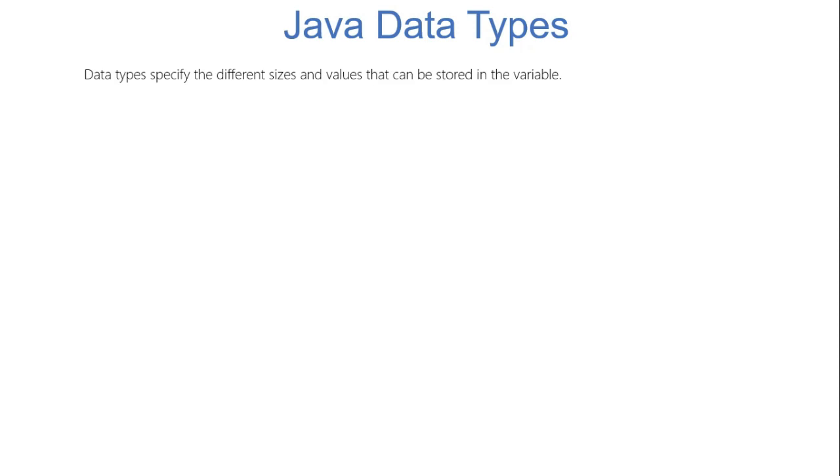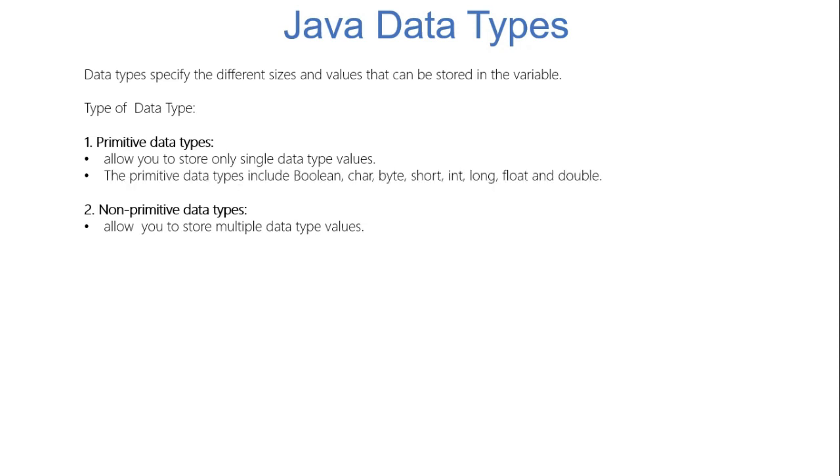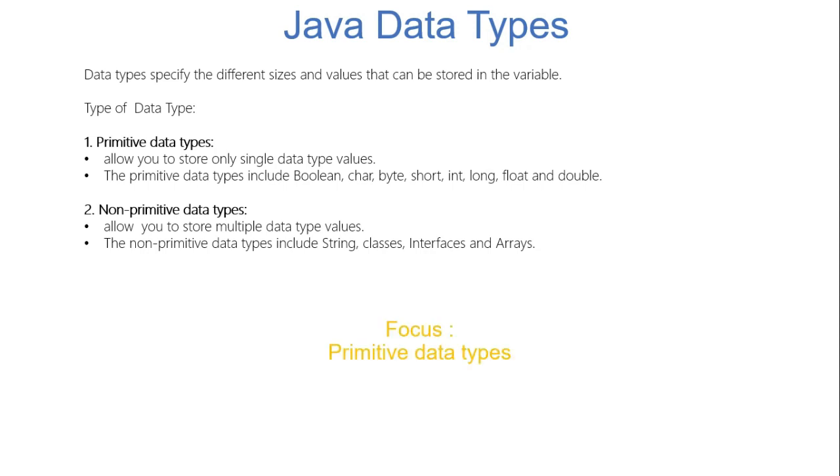Data types specify the different sizes and values that can be stored in the variable. There are two types of data types: primitive data types and non-primitive data types. Primitive data types allow you to store only single data type values, while non-primitive data types allow you to store multiple data type values. Primitive data types include Boolean, char, byte, short, integer, long, float, and double, while non-primitive data types include string, classes, interfaces, and array. The focus in this video is primitive data types.